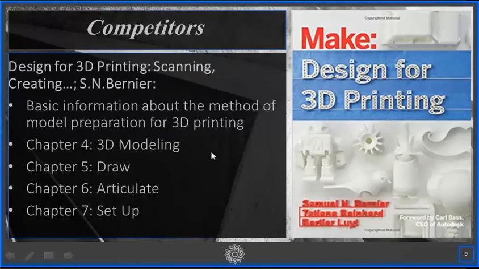This is the book Designed for 3D Printing by Bernier, and it gives basic information about the method of model preparation and process parameters for 3D printing. Chapter 4 gives information on 3D modeling. Chapter 5 gives information about drawing. Chapter 6 is about articulate, and chapter 7 is process setup.